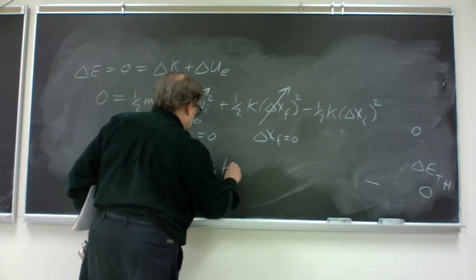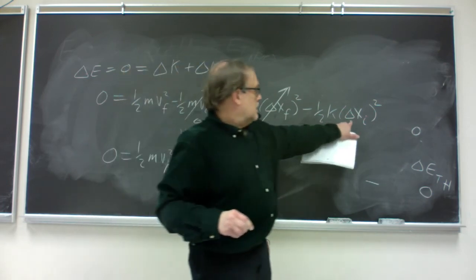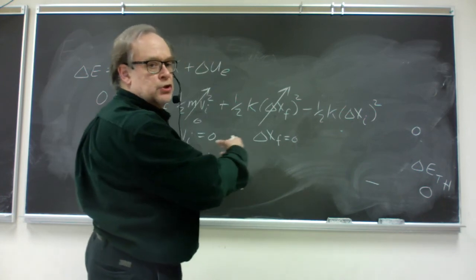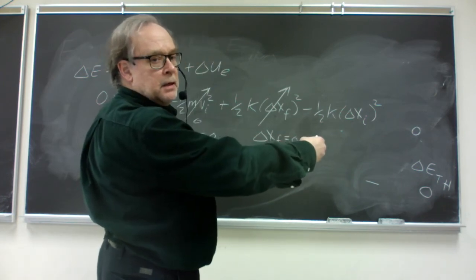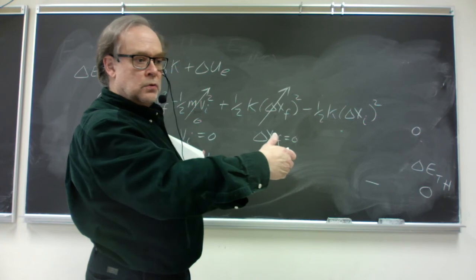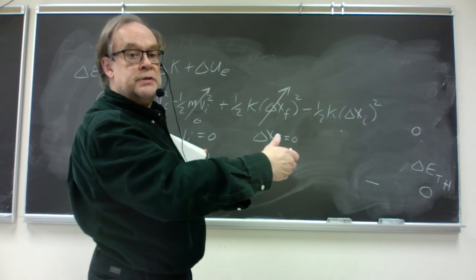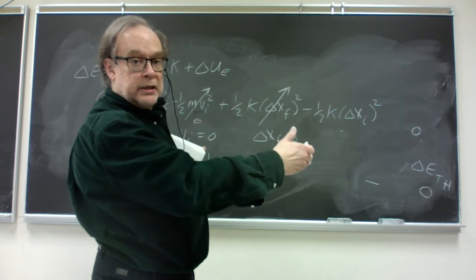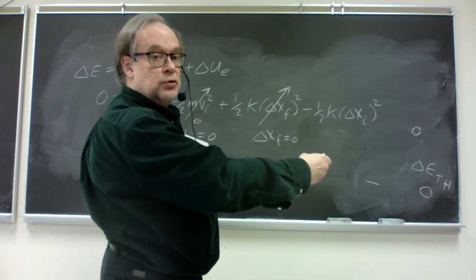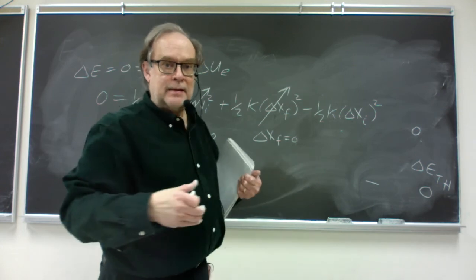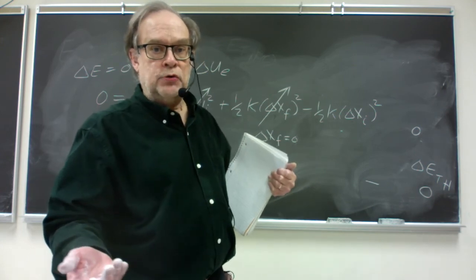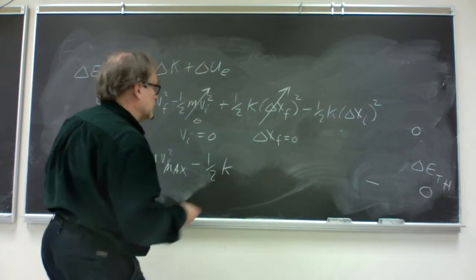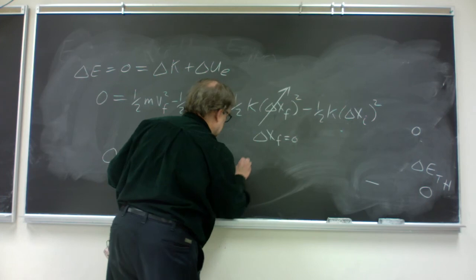Minus 1/2 K times the initial displacement squared. Well, the initial displacement turns out to define the amplitude of an oscillation. Whatever the initial displacement is, that will be the amplitude of the oscillation. We'll look at that in more detail in class. But that means we can write the initial displacement as amplitude.